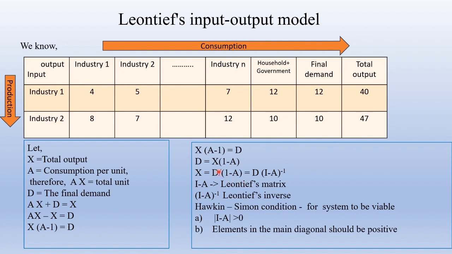Value of unit matrix I is 1, so we can write I instead of 1 and we get D times (I minus A) inverse. I minus A is Leontief's matrix. (I minus A) inverse is Leontief's inverse. Hawkins-Simon conditions for the system to be viable: A, determinant of I minus A should be greater than 0, which means it needs to be positive. B, elements in the main diagonal should be positive.